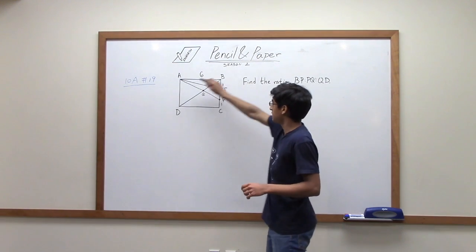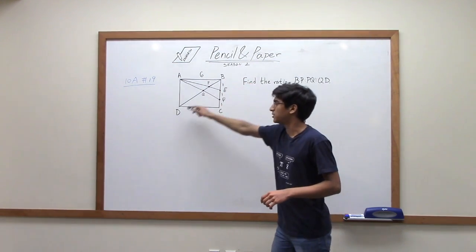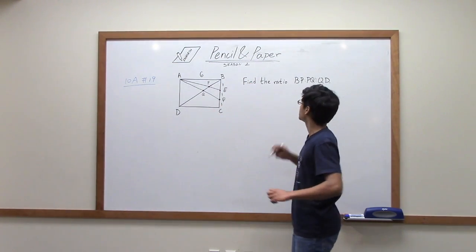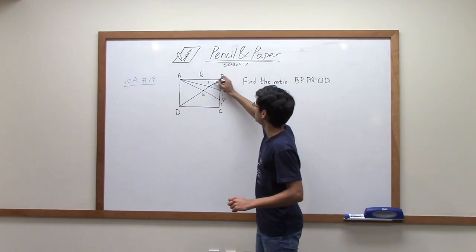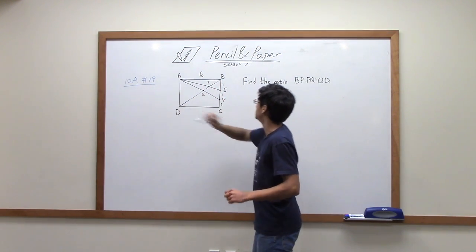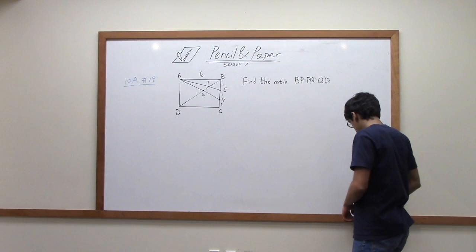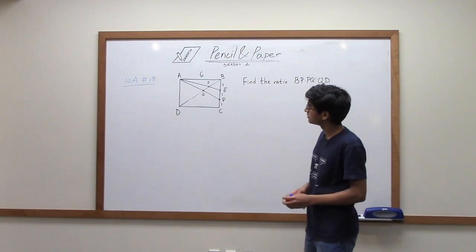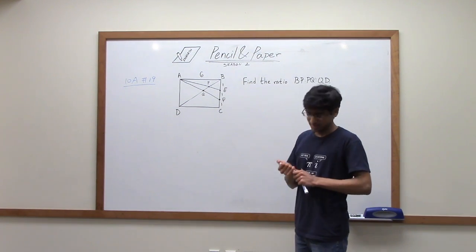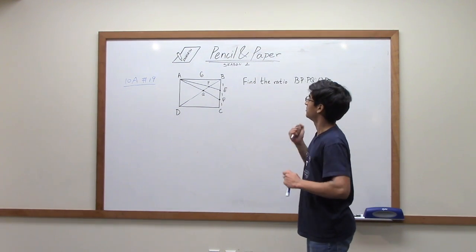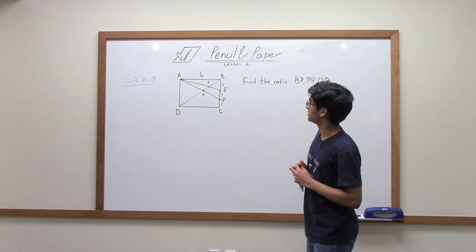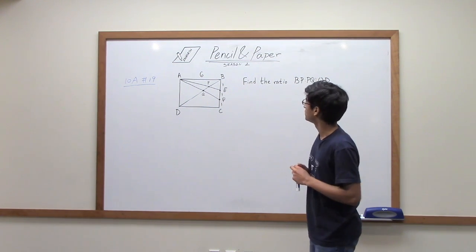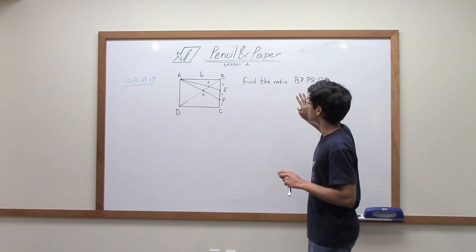Then we decided to draw AE and AF and then intersect them with this diagonal. And the question is asking us to find the ratio of BP to PQ to QD. So this is about all those butterfly-shaped similar triangles, right? And when he says butterfly, that means that we have to look at our triangles really closely. So let's just look at a portion of this.